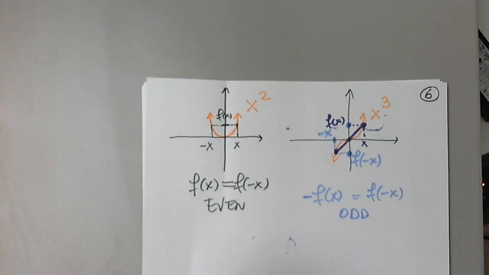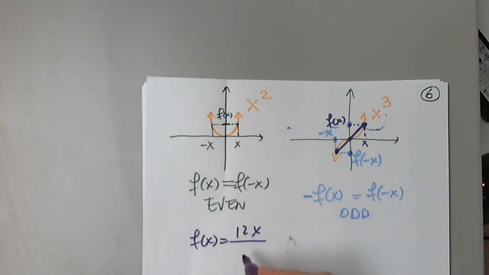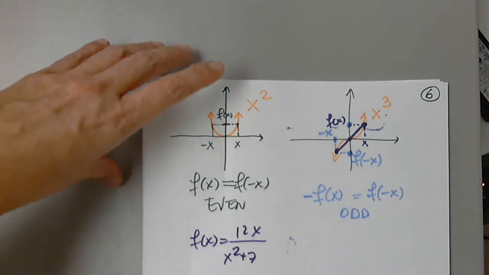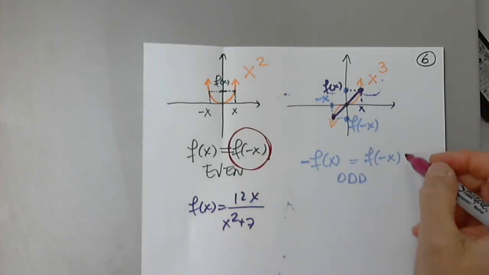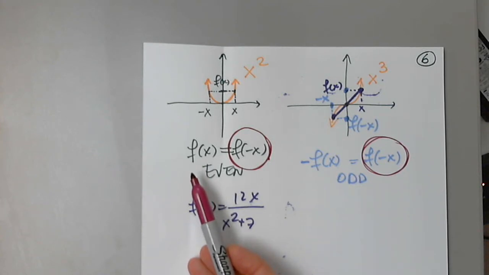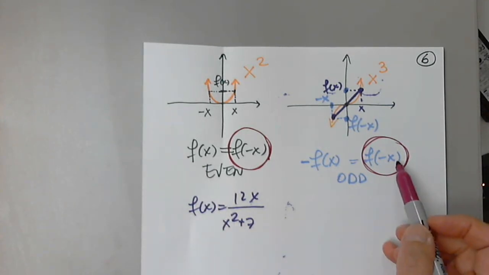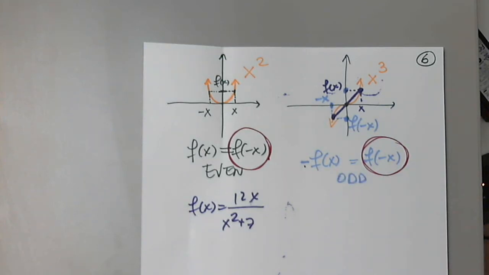So now looking at this function, f of x equals 12x divided by x squared plus 7, in order to identify whether it's symmetric or not, odd or even or not, I have to find f of negative x. This is the key. If f of negative x turns out to be identical with the function, then I'll say it's even. If f of negative x turns out to be the opposite of the function, then I'll say it's odd. If none of these happens, then I'll say the function is not symmetric.